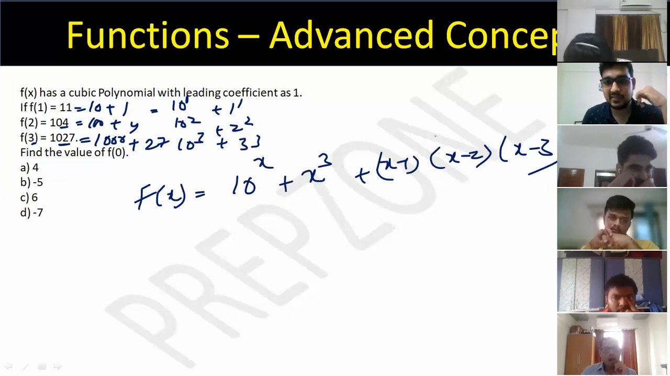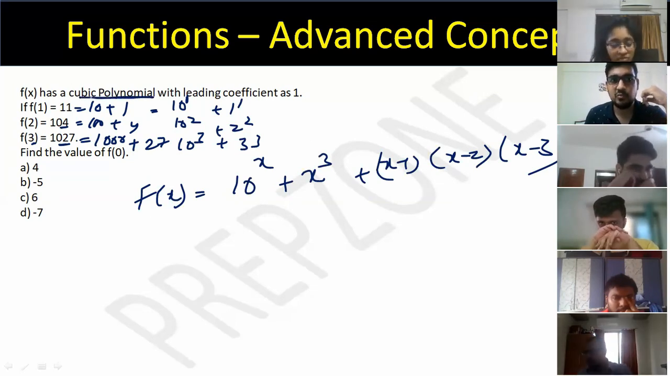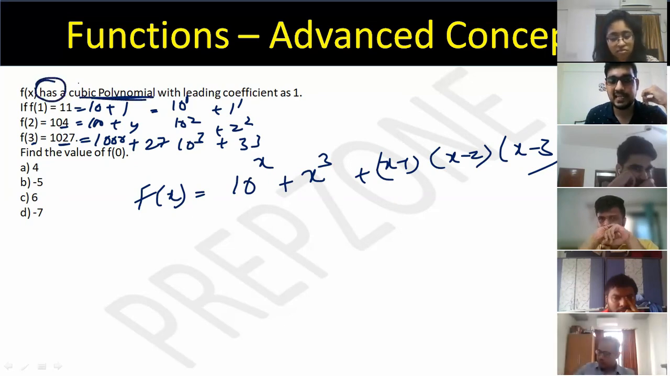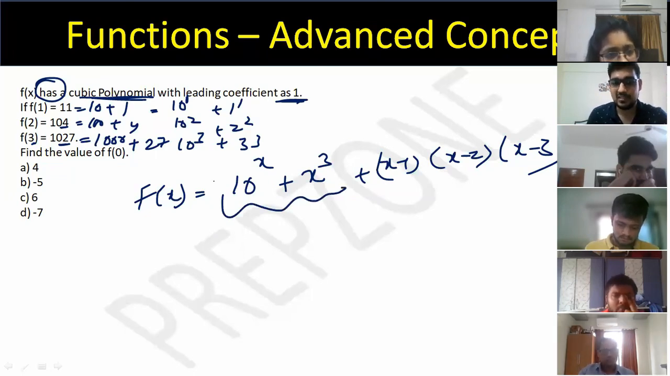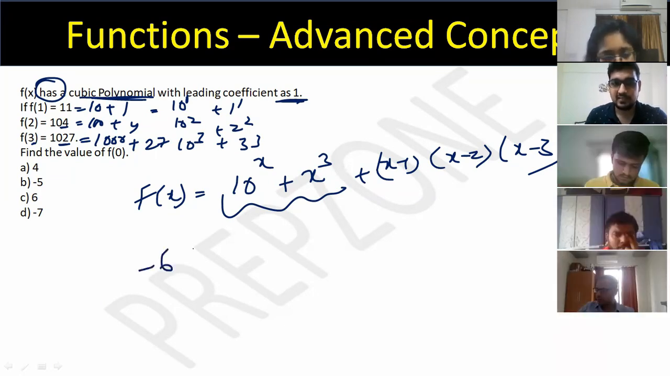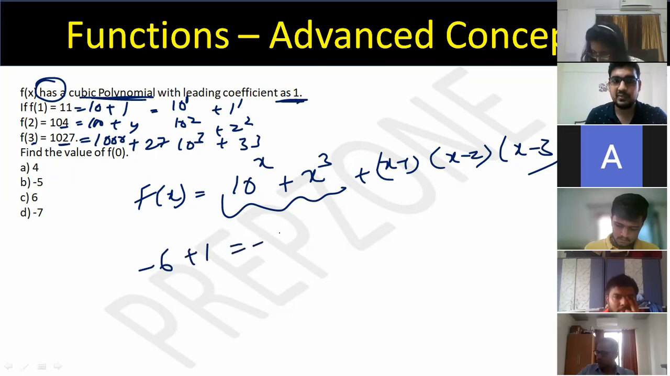So which means (x minus 1)(x minus 2)(x minus 3) must appear, because f(x) is a cubic polynomial. Here it says "has", not "is", right? So from here it becomes a cubic polynomial. Leading coefficient is 1, which means the coefficient of x cubed is 1, and that was the pattern I was getting. Now just substitute x equals 0 here. You will get minus 1 into minus 2 into minus 3, which is minus 6. Then 0 plus 1, so minus 5 is the answer.